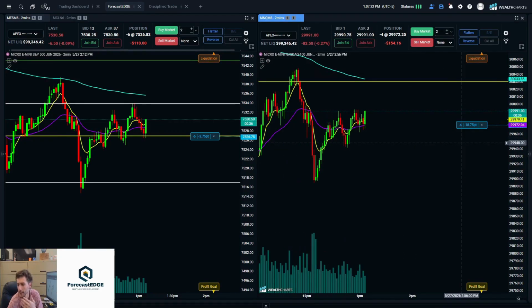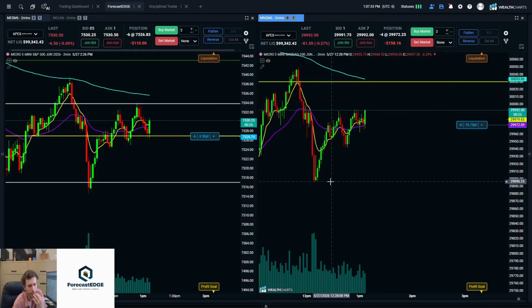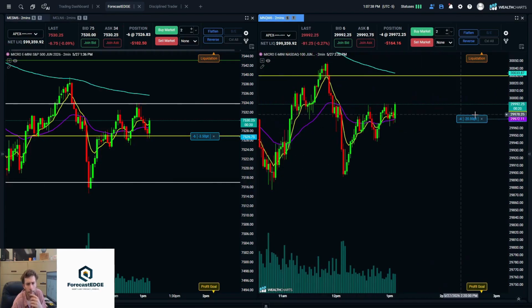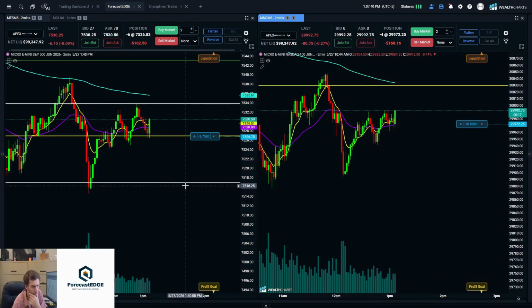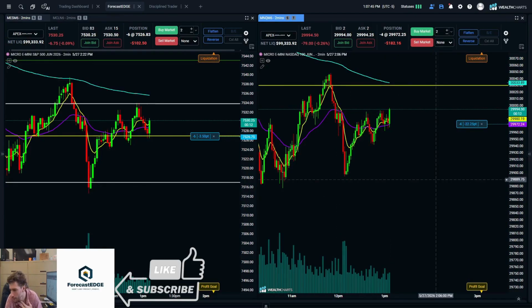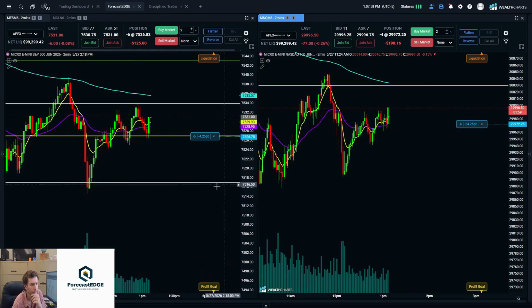We got a good spot here. Let's see what happens when crude starts touching this. Okay, see if it can get through this. Here we go. 30,000 and a half again. That's what it looks like. This is the 27 level. Let's see.